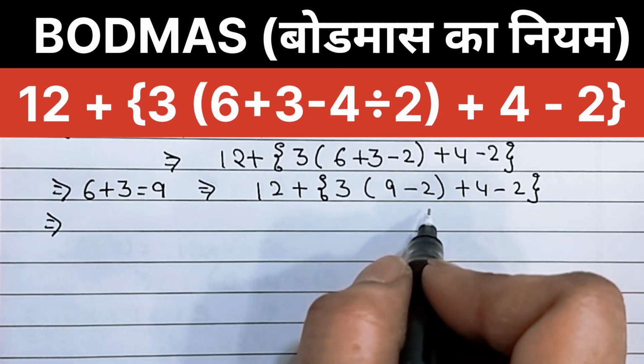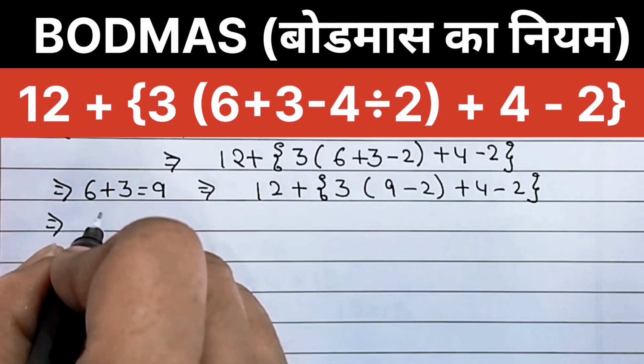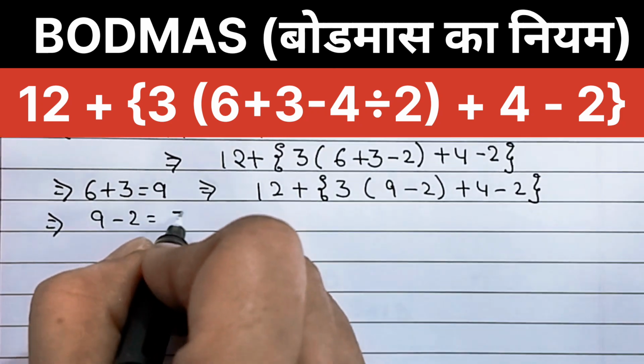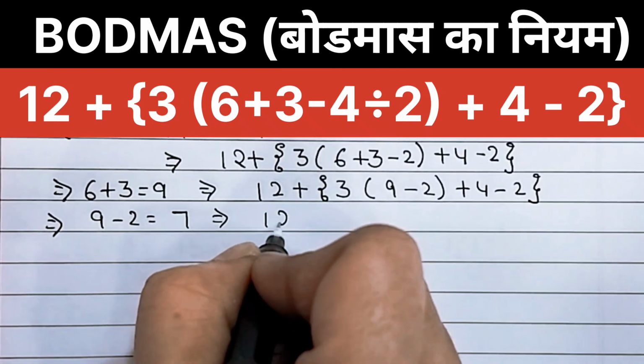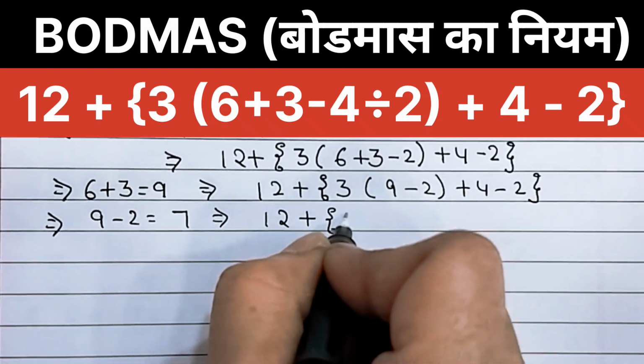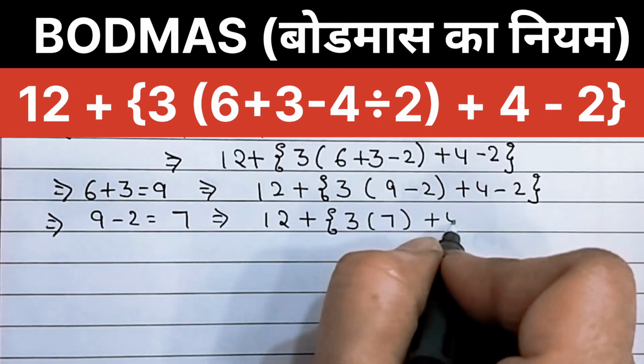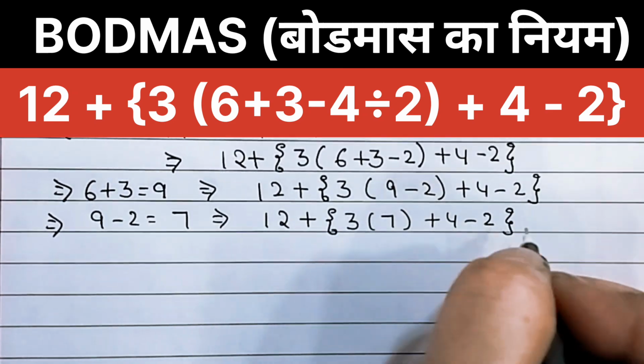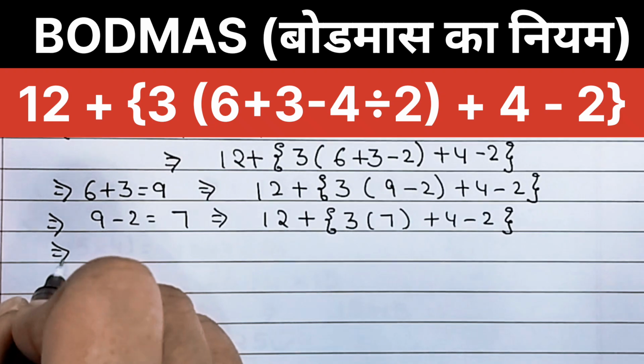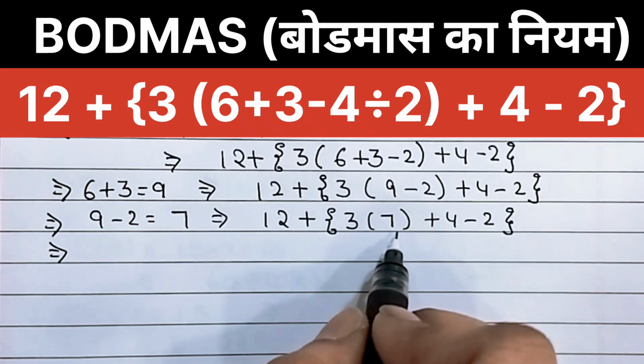Final subtraction inside the round brackets. Now 9 minus 2 equals 7. Now the expression becomes 12 plus 3 bracket 7 plus 4 minus 2. Now curly bracket off. Now step 4, multiply the digits.